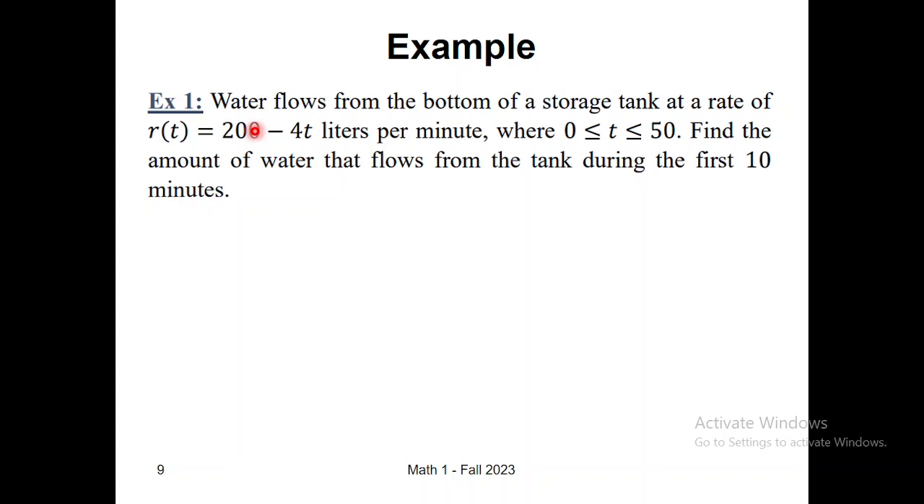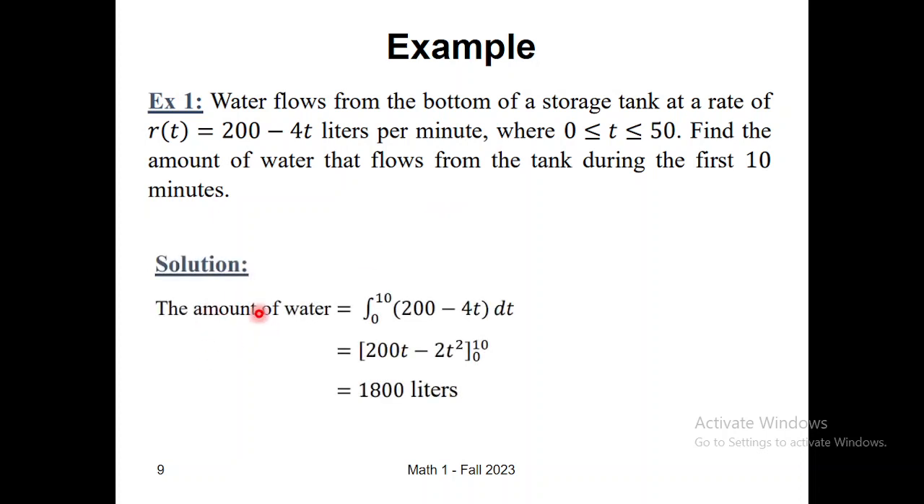And if you take the derivative, the volume is changing now because the water flows from the bottom of this tank. So the derivative of this volume function is the rate of change in the volume in this tank. It is the rate by which the water flows from this tank. So the question now is, we want to find the amount of water that flows from the tank during the first 10 minutes, from t equals 0 up to t equals 10.